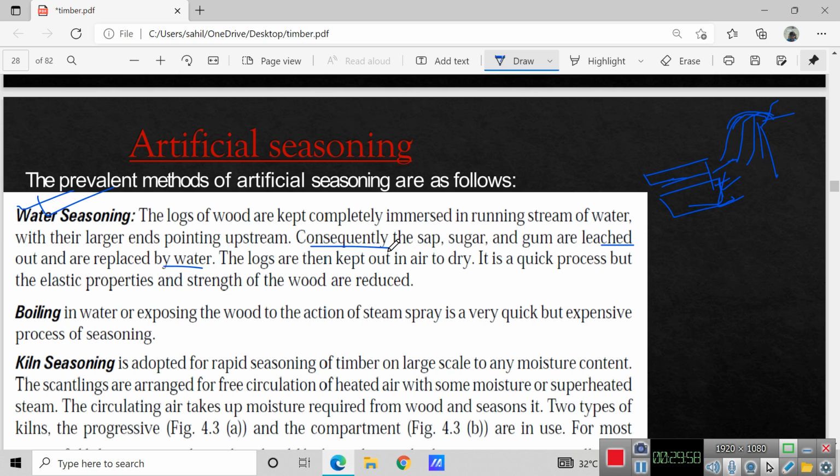Consequently, the sap, sugar and gum are leached out and are replaced by water. The logs are then kept out in air to dry. It is a quick process, but the elastic properties and strength of the wood are reduced. So while water seasoning the wood, we have to keep in mind that the elastic properties and strength of that particular timber will get reduced.